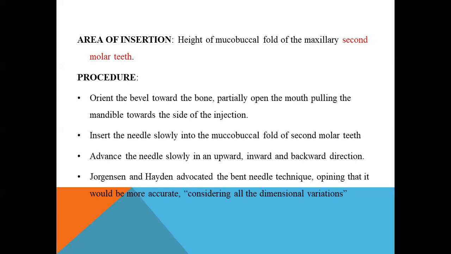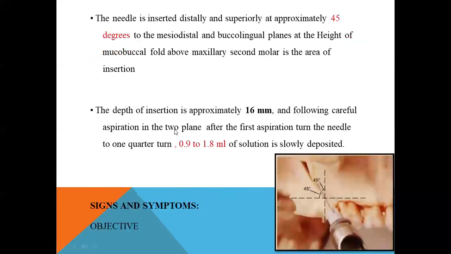Jorgensen and Hayden advocate the bent needle technique. Just remember the names of the authors. They are Jorgensen and Hayden, who advocated the bent needle technique, in the opinion that it would be more accurate considering all the dimensional variations. So the needle is inserted distally and superiorly at 45 degrees to the mesiodistal.